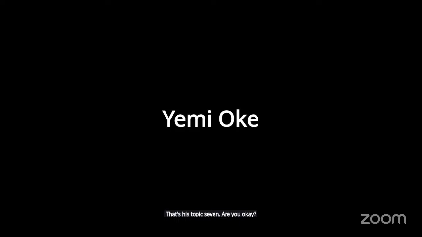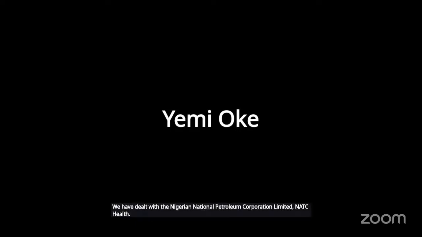Topic 7 is the national regulatory and institutional framework, especially in relation to the Petroleum Industry Act 2021. We have dealt with the Nigerian National Petroleum Company Limited, NNPCL. The Federal Ministry of Petroleum Resources is subsumed.